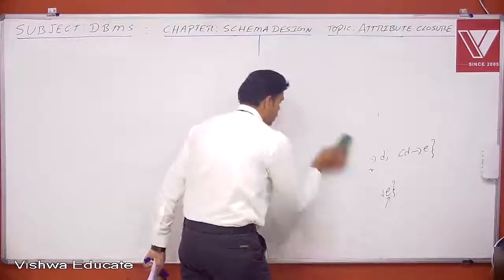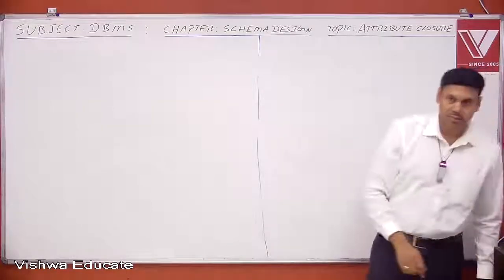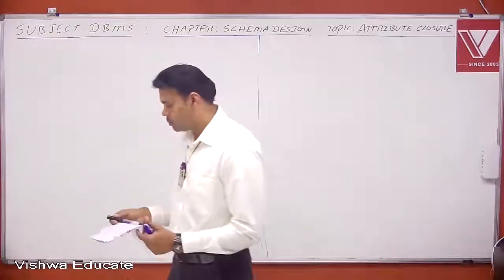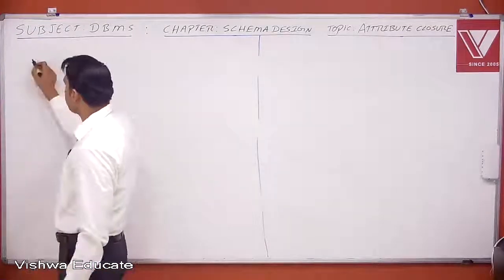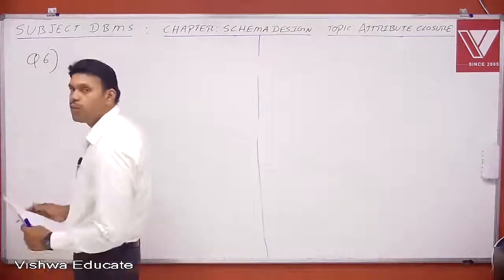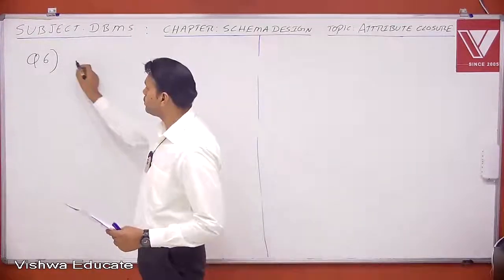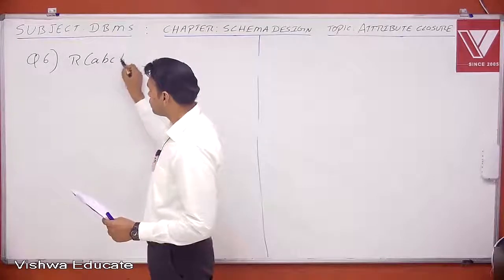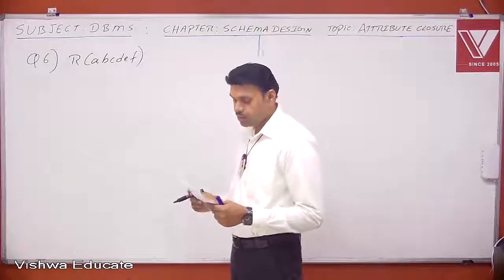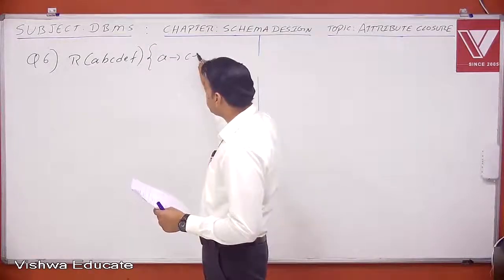Now open your classroom workbook, question number 6, which is under the attribute closure concept. So we are solving question number 6 of your classroom workbook. The question was asked like this. R of A, B, C, D, E, F, and some functional dependencies are given.